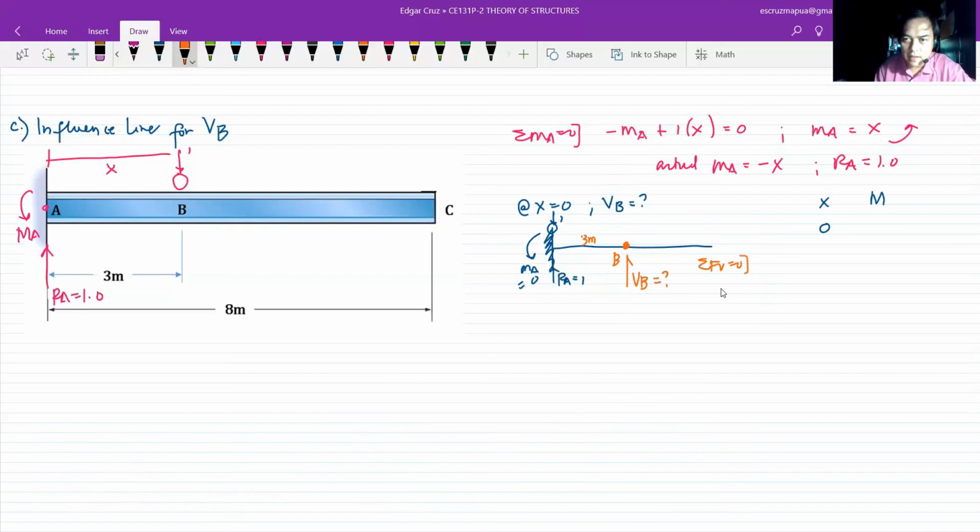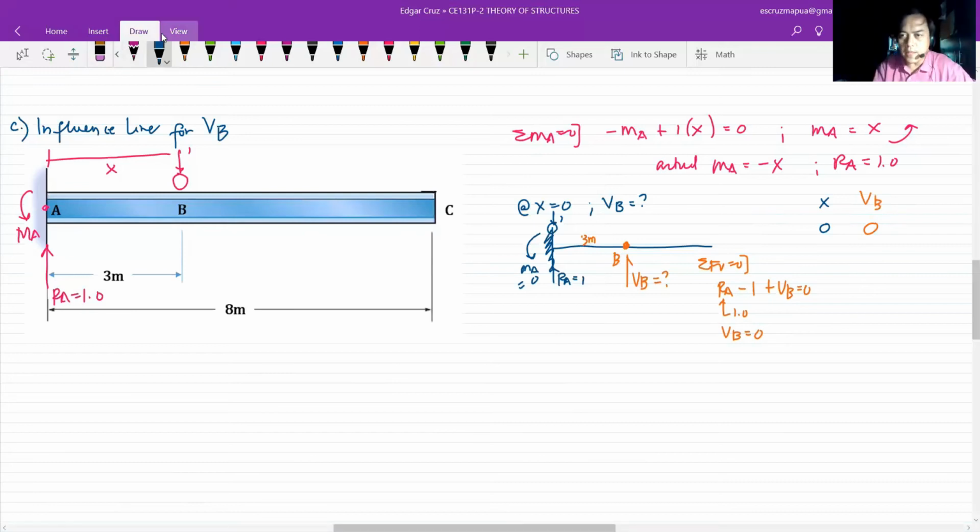Edi yung RA, which is 1, minus 1 yung unit load equal to 0. Diba? Ah, sorry. Kulang. RA, tapos negative 1, tapos yung shear sa B in-assume ko na pataas, so plus VB equal 0. E ang RA natin is equal to 1. Therefore, ang shear ko sa B would just be 0. Kasi 1 minus 1 plus VB is equal to 0. So this is shear sa B is 0.